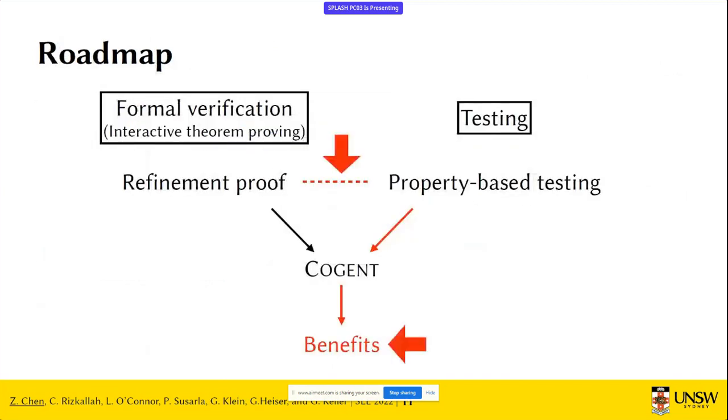So how do we relate the refinement proof and the property-based testing, and what kind of benefits do we get out of them?